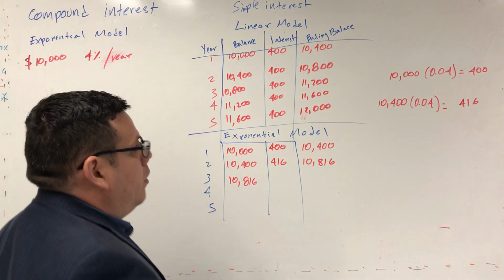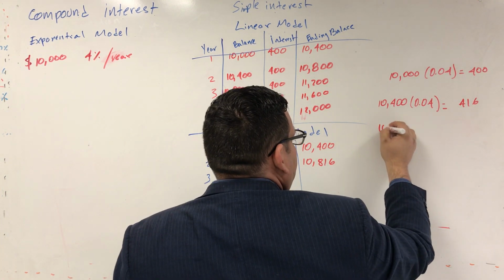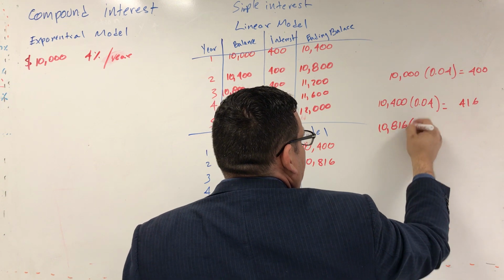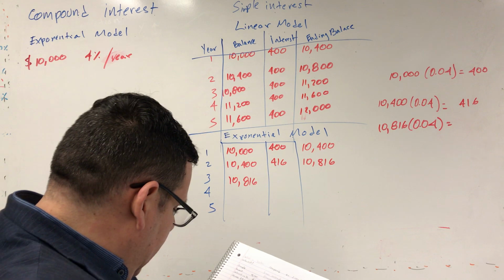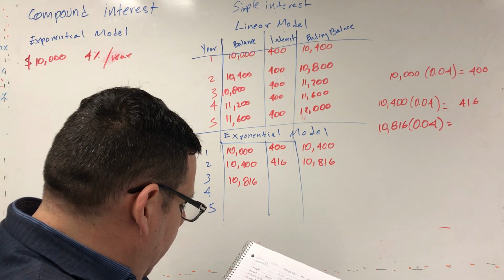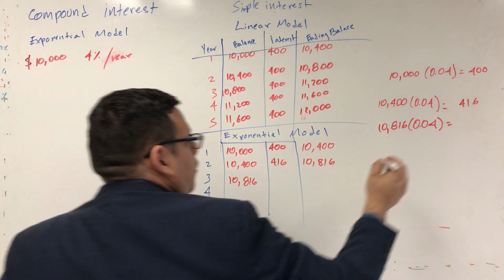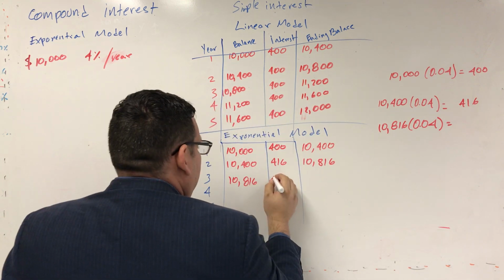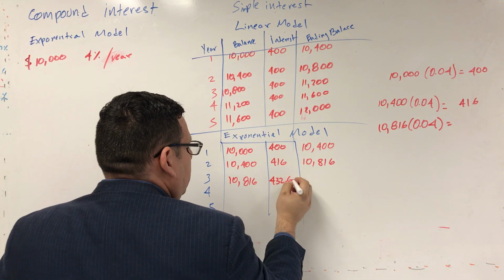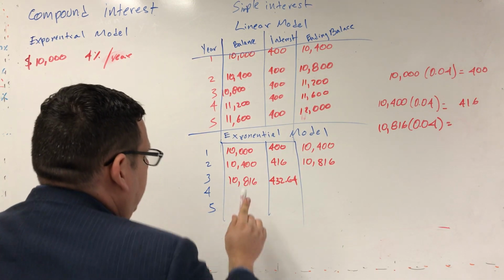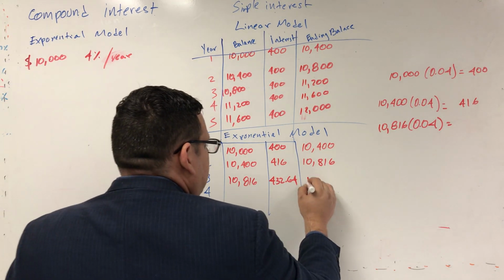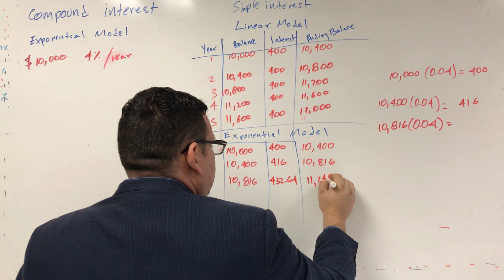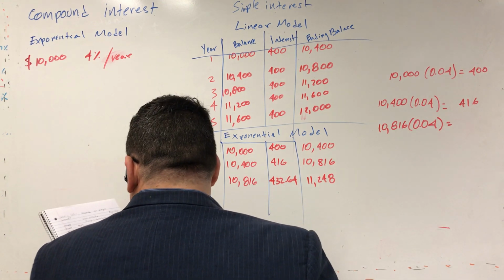And what is the interest for that? Let's get it. 10,816 times 0.04, and we have for that 432.64. When you make the addition of this plus the interest earned, you have 11,248.6.